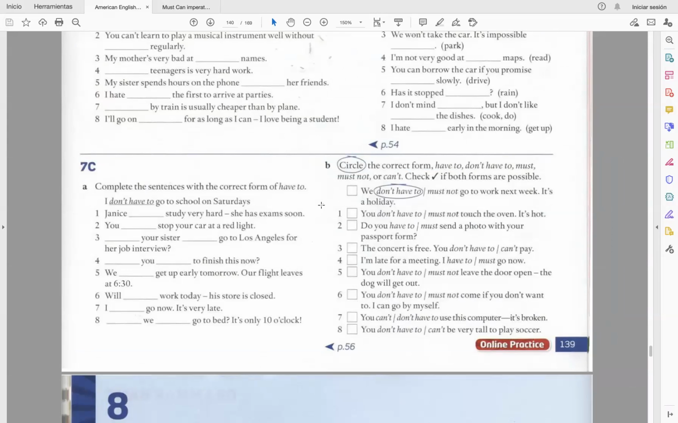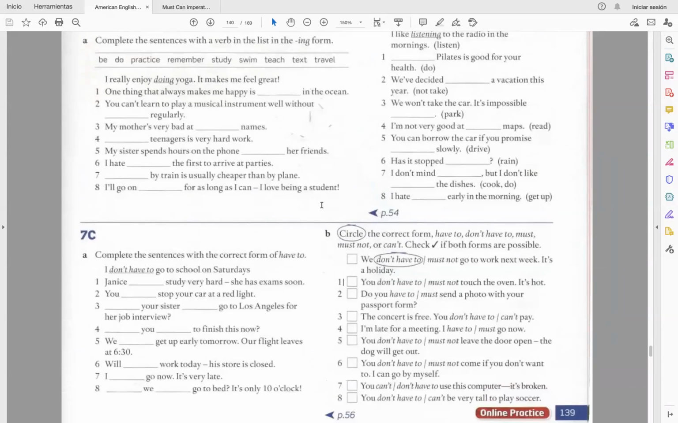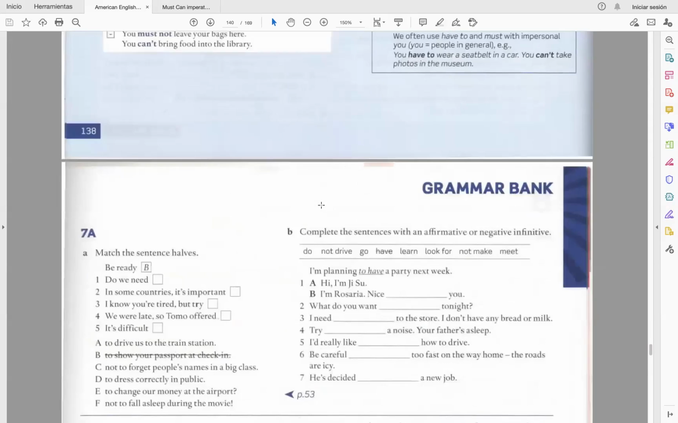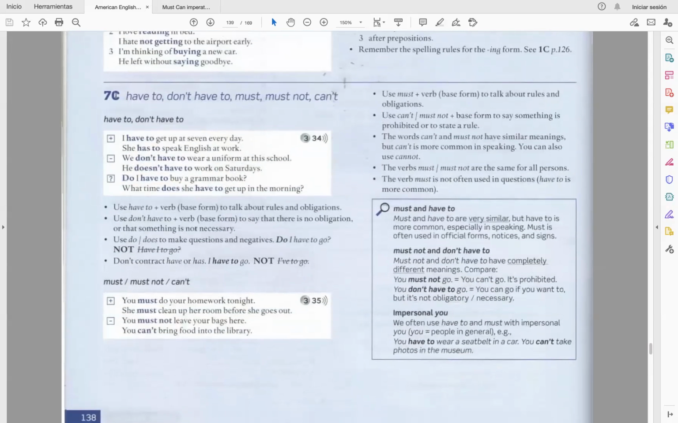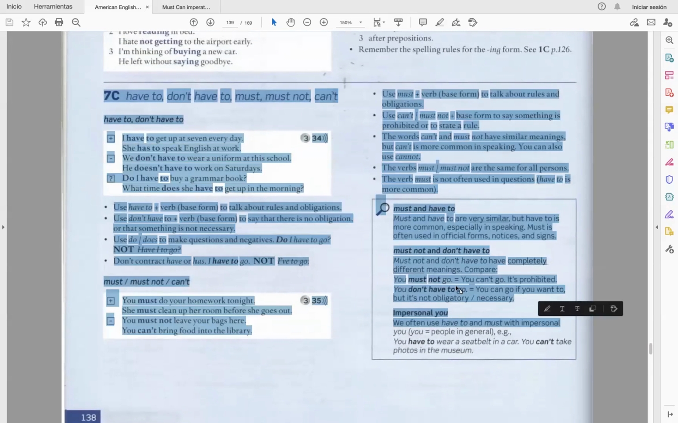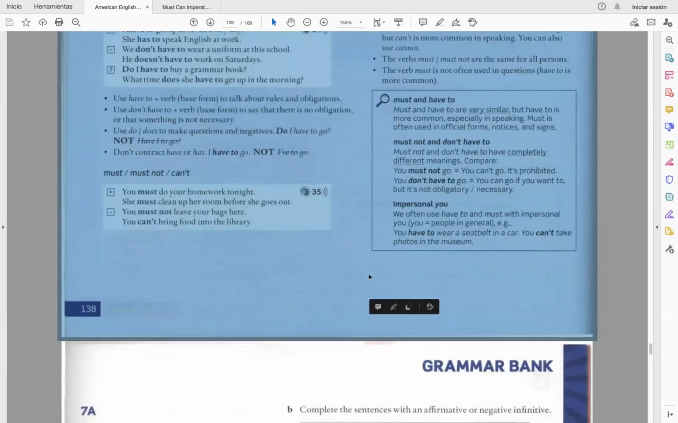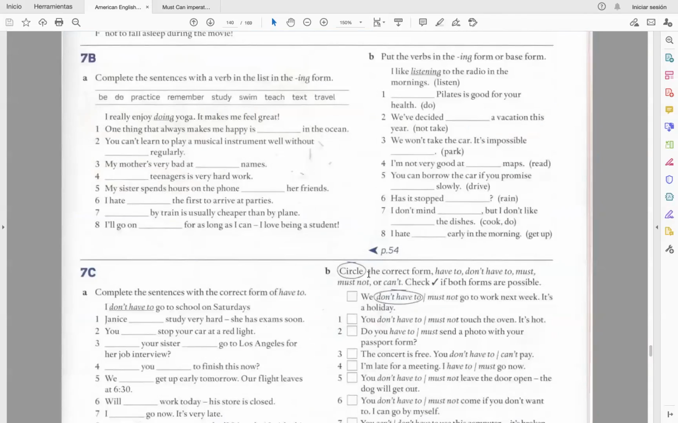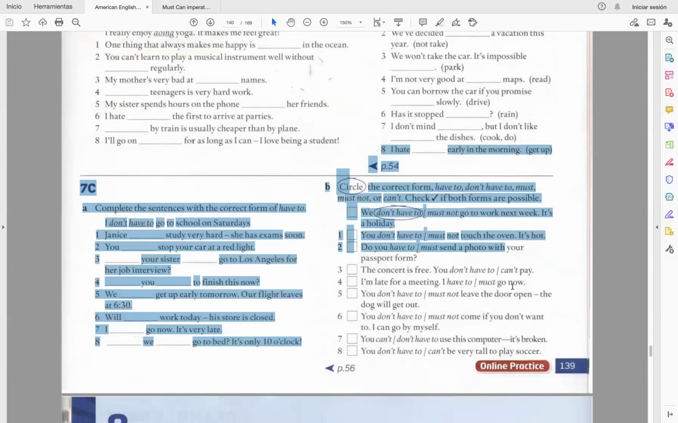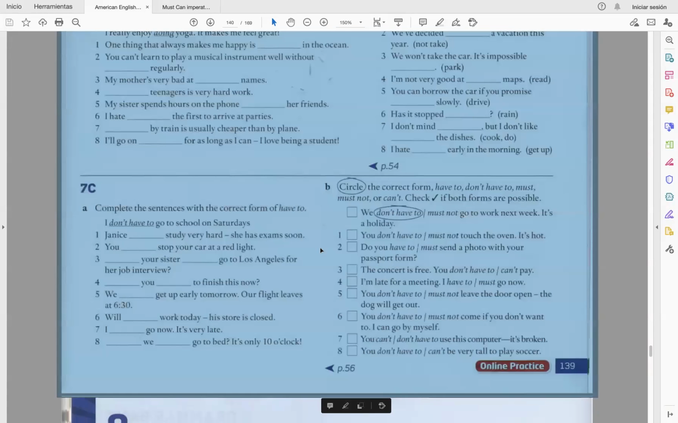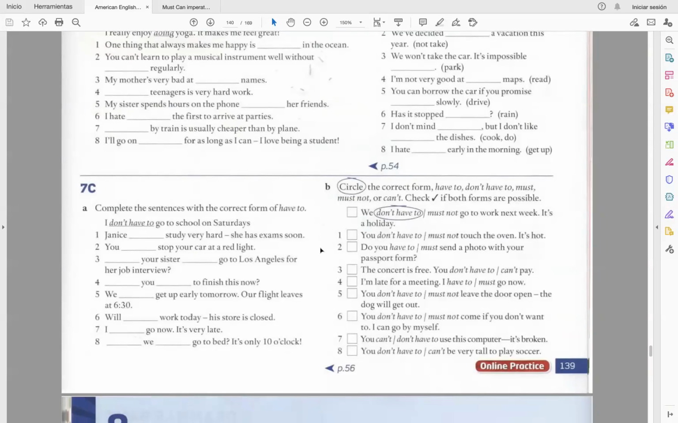Any questions in the homework? ¿Dudas, chiquillos, en la tarea? Primero tienen que leer las reglas que están acá, ¿cierto? Aquí. Y luego van a la siguiente página y hacen los ejercicios que están acá. A and B. ¿Ok? ¿Alguna pregunta, chiquillos, antes de retirarnos? ¿Alguna duda que tengan? No. ¿No? ¿Estamos bien?